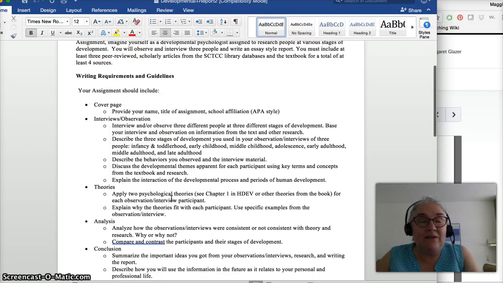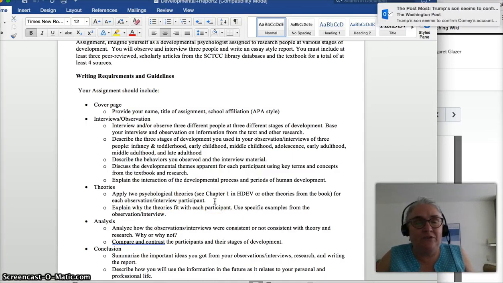And explain the interaction of the developmental process and periods of the human development. So what's happening, that developmental process, which means how they're moving along, what kind of things are happening to them during that particular stage. And then theories. You want to apply 2 psychological theories to each of the people.